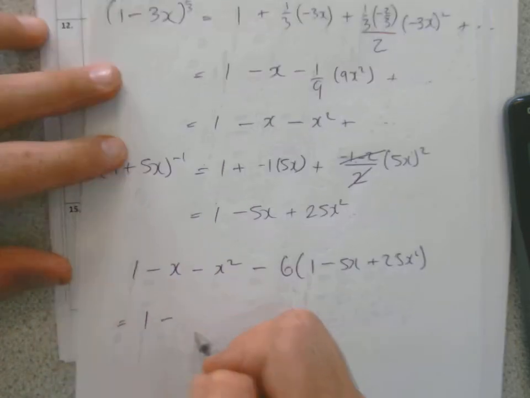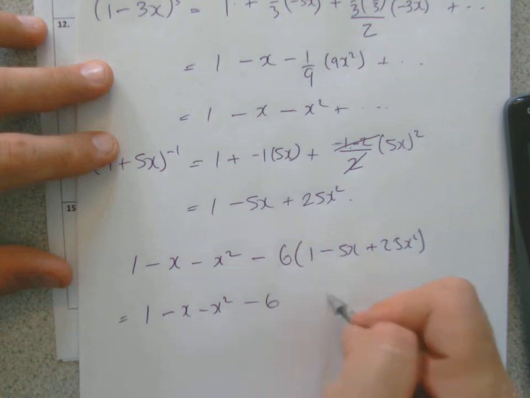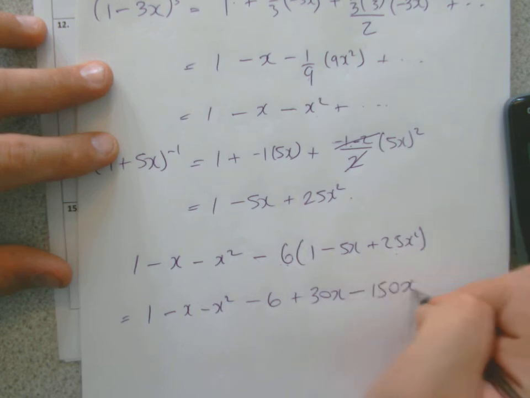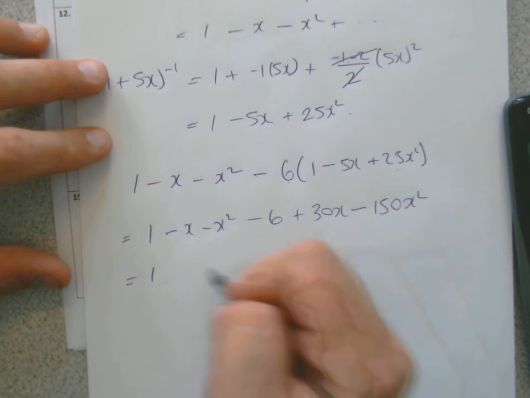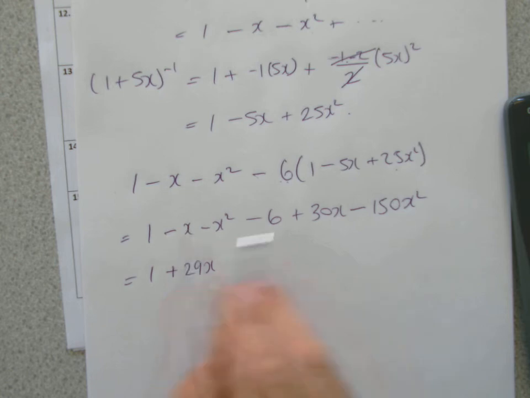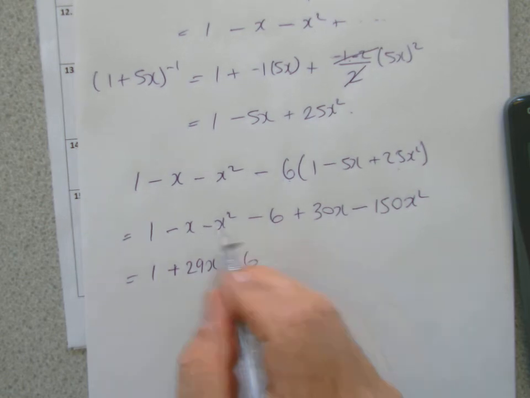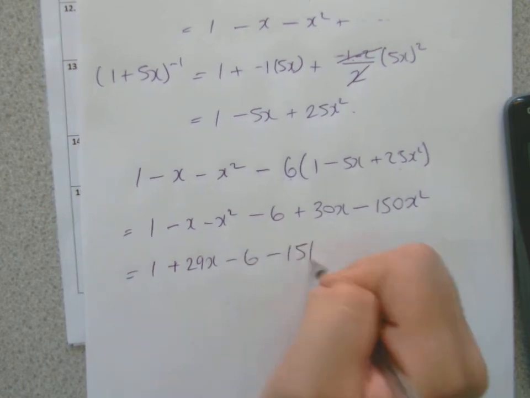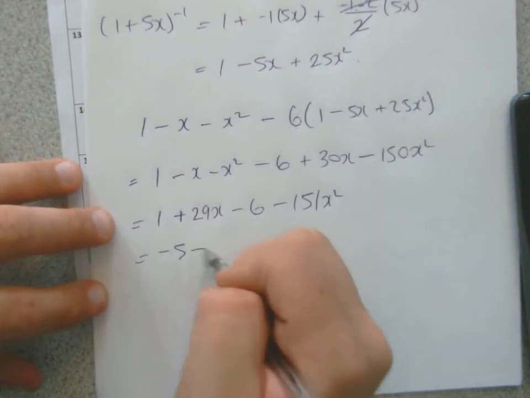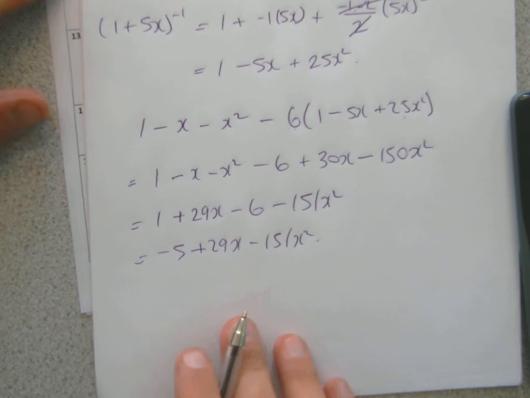So this will be 1 minus x squared, and then take the 6 through, so it'll be minus 6 times minus 5x is plus 30x, and minus 6 times 25 is going to be minus 150x squared. So this becomes 1 minus 29x, no, plus 29x, sorry, when you put them two together. And we've got minus 6, I forgot about that, minus x squared minus 150x squared, so it's minus 151x squared. So let's just get this right then. So then simplifying the numbers, that'll be minus 5 plus 29x minus 151x squared. And we're done, that's our full expansion.